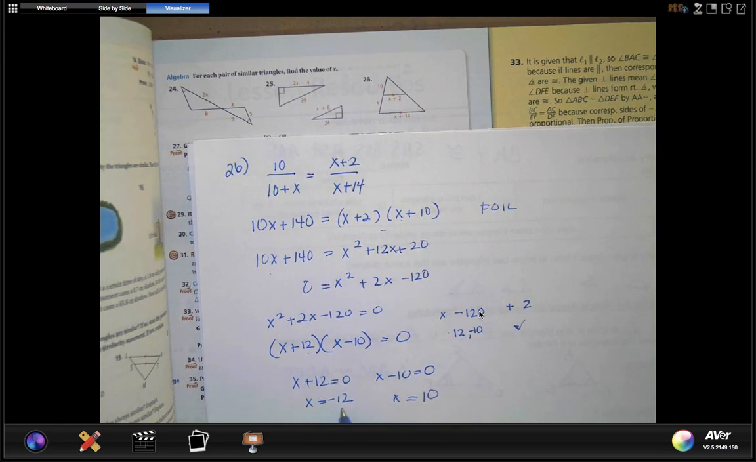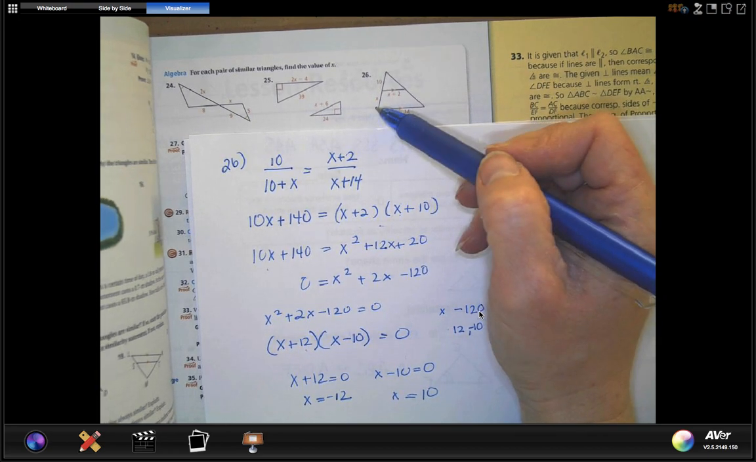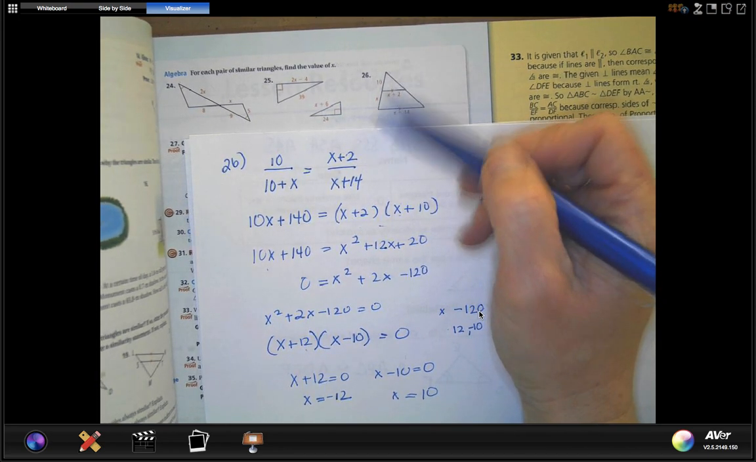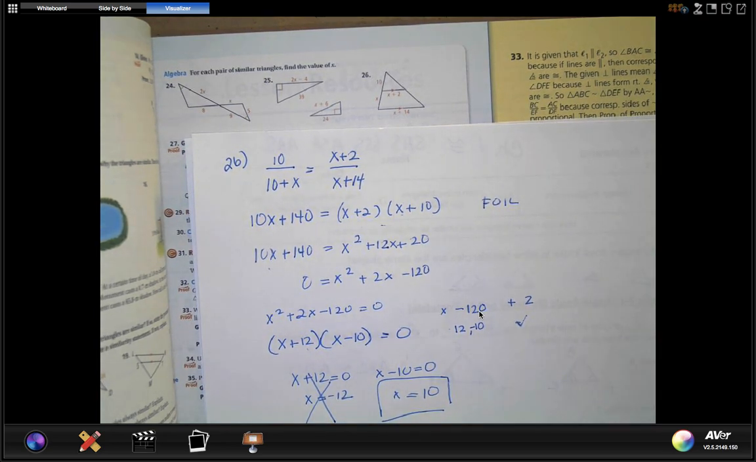The problem with x being negative 12 is if I plug in negative 12 here, I'd have 10 plus negative 12. So that would be like saying this side of the triangle is negative 2. That doesn't work. So the only answer is this answer right here. Okay?